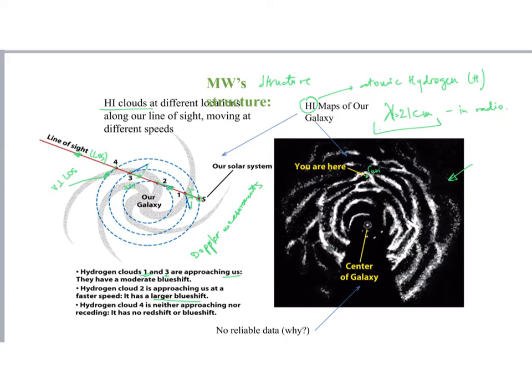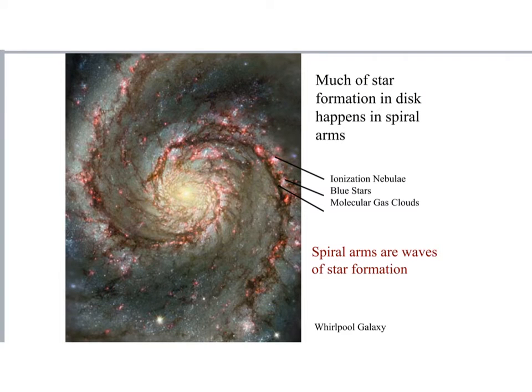You might notice this wedge-shaped region at the bottom of the map, and this is basically no reliable data. Why do you think that is? That's basically because things are moving perpendicular again to our line of sight, and so there is no Doppler information here. So that is basically the reason.